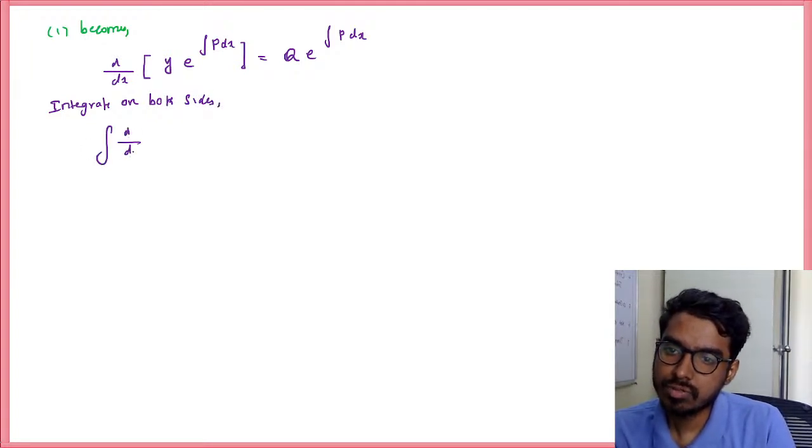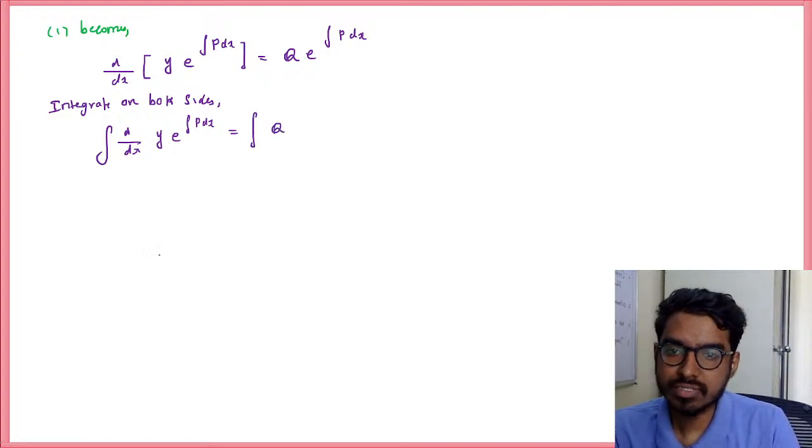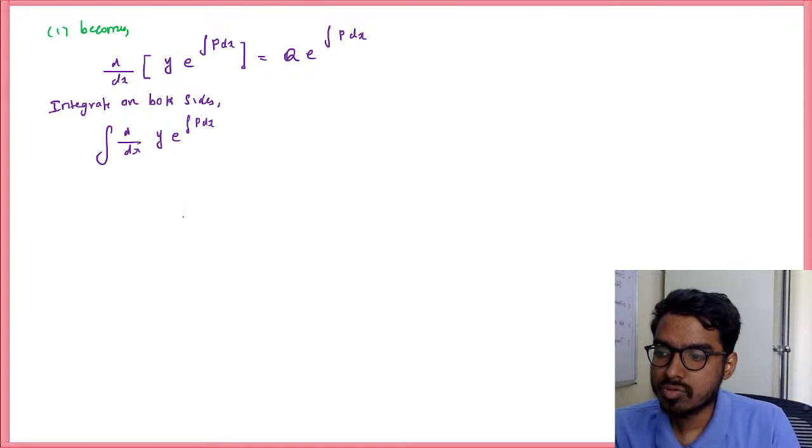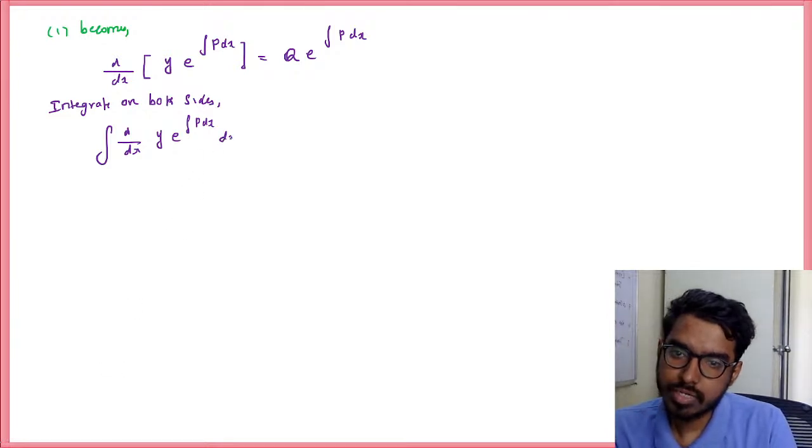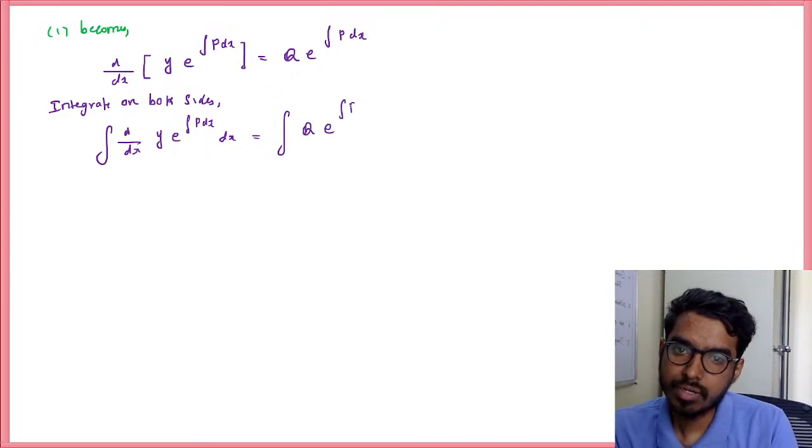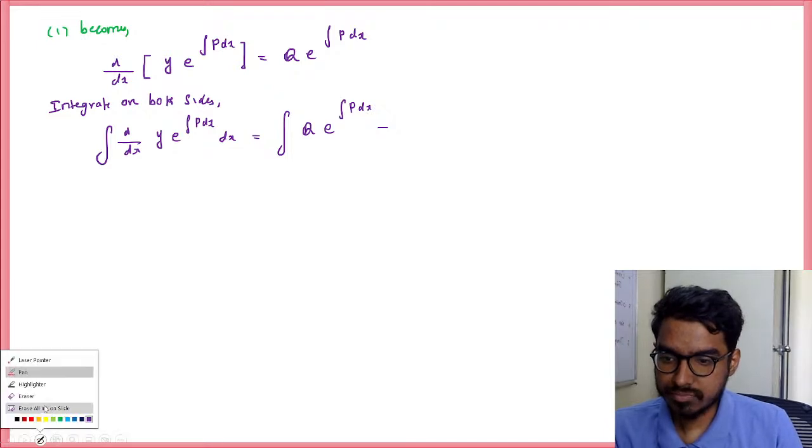If I integrate this, it will be the integration of d by dx of y into e power integration of P dx is equal to the integration of Q into e power integration of P dx, integrating with respect to x, dx.